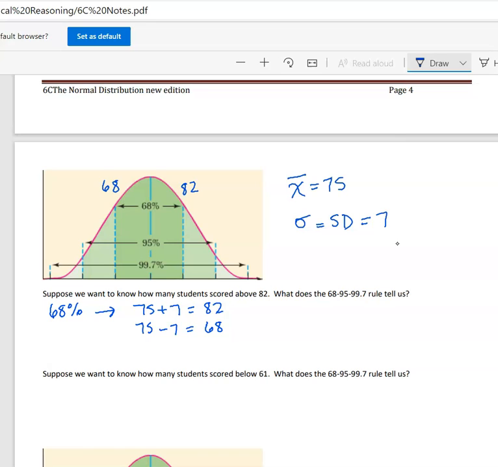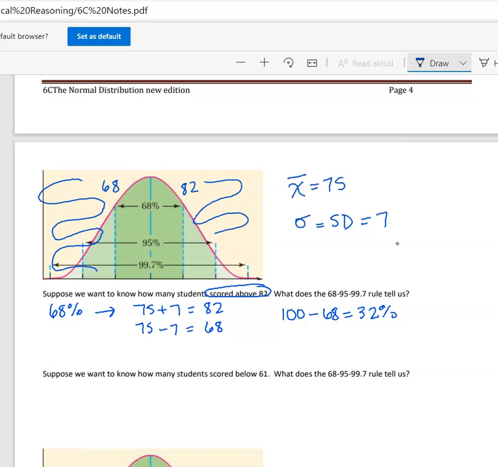And I'm seeing in the problem it says, what percent scored above 82? Well, if 68% scored in between 68 and 82, then all of the rest, which would be 100%, so if we do 100 minus 68, scored outside of that, so that would be 32%. So when we're looking at this problem, all of this that's on this side, and all of it that is on this side would make up this 32%.